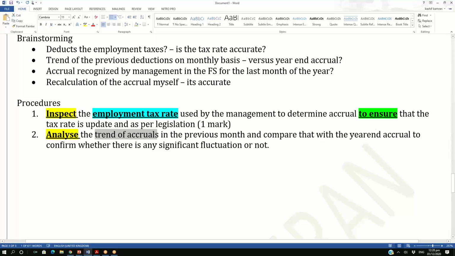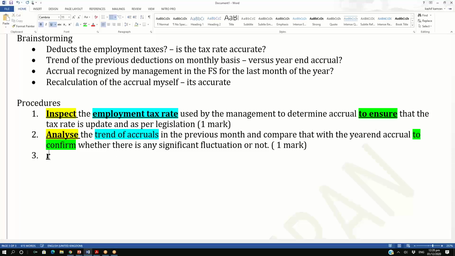Trends of the accrual becomes my subject matter, blue. And why am I doing it? To confirm whether there is any fluctuation or not. So that becomes my green. So again, I have the three things, making it a 1 mark procedure. Again, it's not out of the case study.